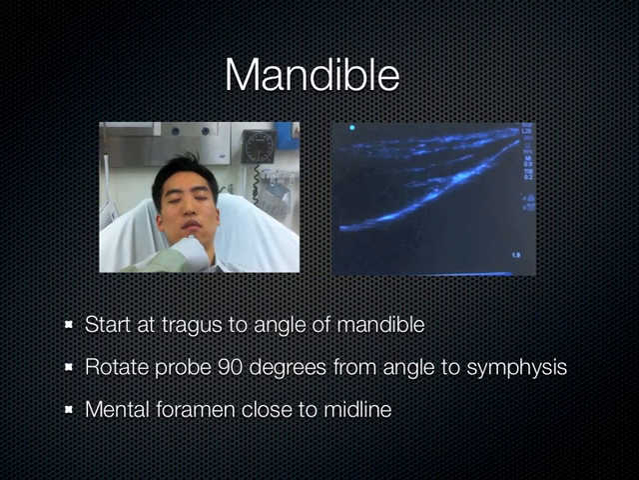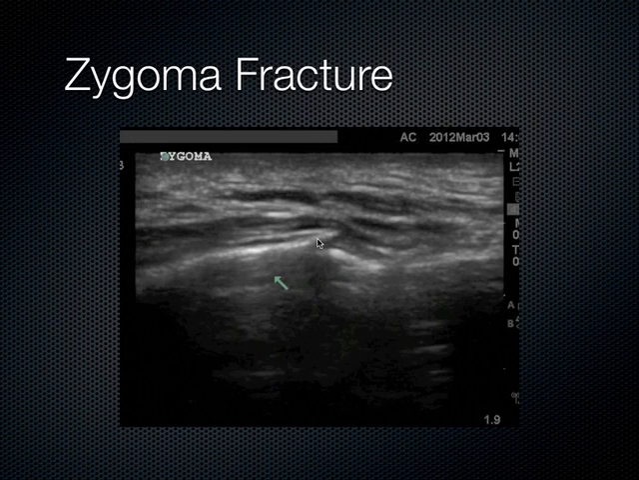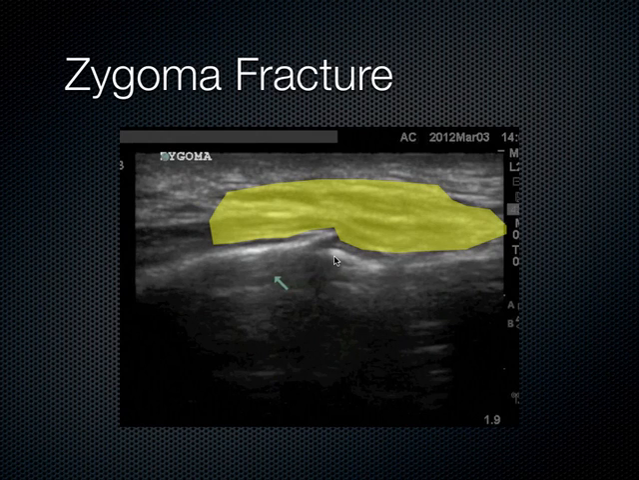So this is actually what a zygoma fracture looks like. You can see the discontinuity here, the drop-off in the cortex. So the zygoma is going along here, and then poof, there's a drop-off there. And all that is soft tissue swelling, that hypoechoic fluid seen just superficial to the fracture.